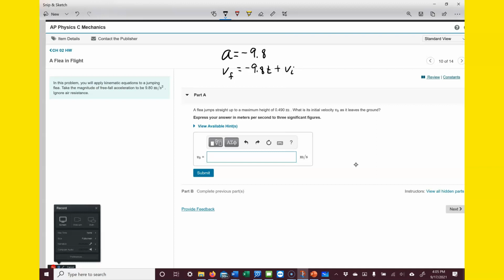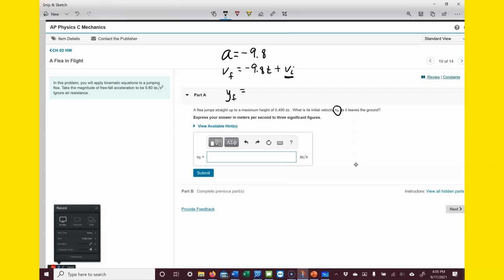I'm going to call it V_i, and that's actually what we're going to be looking for. They call it V0, but I'm calling it V_i, but it's the same thing, or V sub 0. Alright, my position equation, I'm going to call it Y since it's vertical.